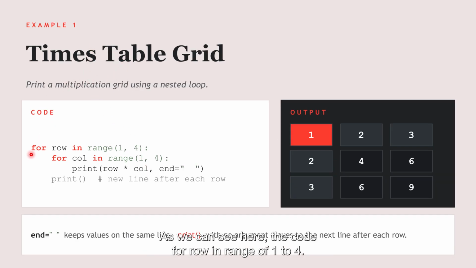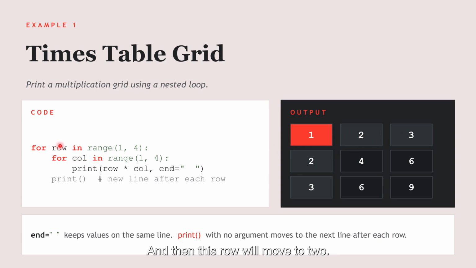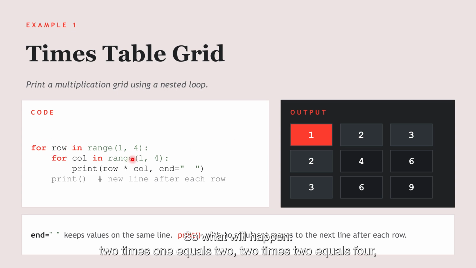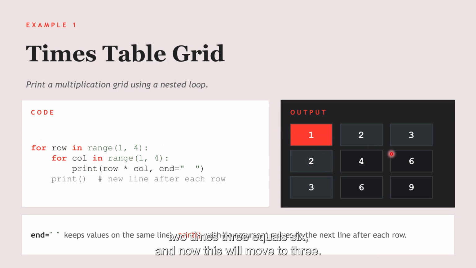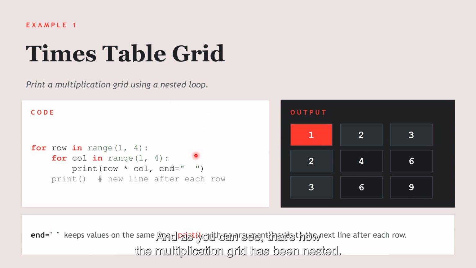As we can see here, in the code for row in range of 1 to 4, we can do something like row times column, that is 1 times 1 is 1, 1 times 2 is 2, 1 times 3 is 3, and then the row will move to 2. So what will happen? 2 times 1 is 2, 2 times 2 is 4, 2 times 3 is 6, and now this will move to 3. So 3 times 1 is 3, 3 times 2 is 6, 3 times 3 is 9. And that's how the multiplication grid has been nested.